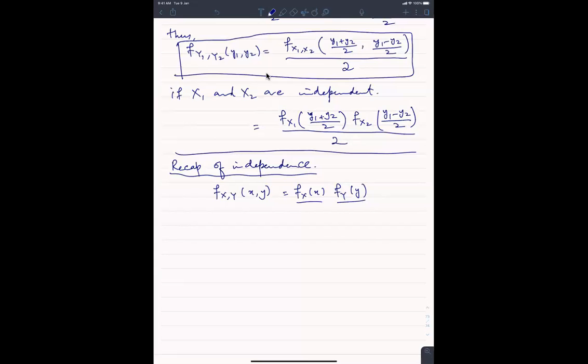Okay. Now if they are independent, then the expected value of some function of x and some other function of y can be written as the expected value of g(x) multiplied by the expected value of g(y).